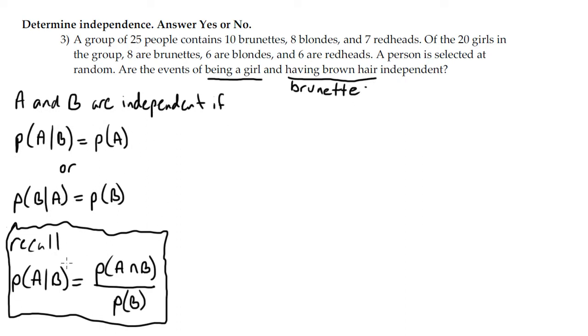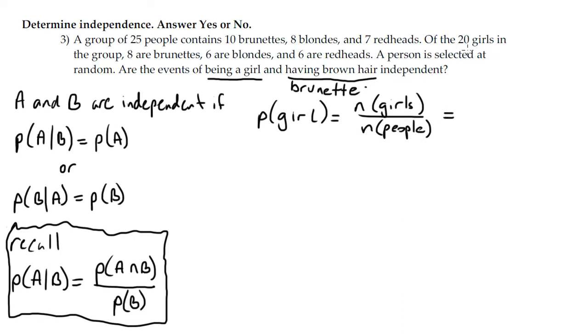So there's a lot of moving parts in here. Let's find these individual probabilities first. All right, let's find the probability of being a girl. If you choose one random person from this group, what's the probability that person is a girl? So that's equal to the number of girls divided by the number of outcomes in the sample space. How many girls are there? They clearly tell us there's 20 girls in the group. And how many people are there total? There's 25. If I want to simplify this, I divide each by 5. So the probability of selecting a girl out of these 25 people is 4/5.